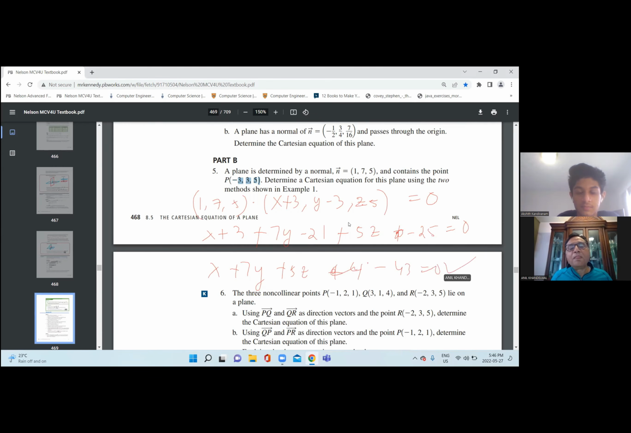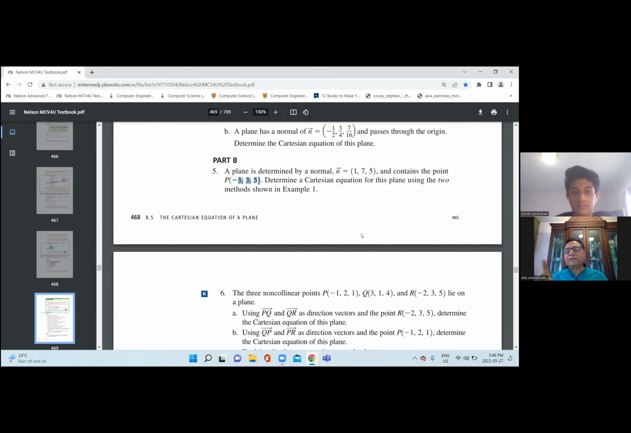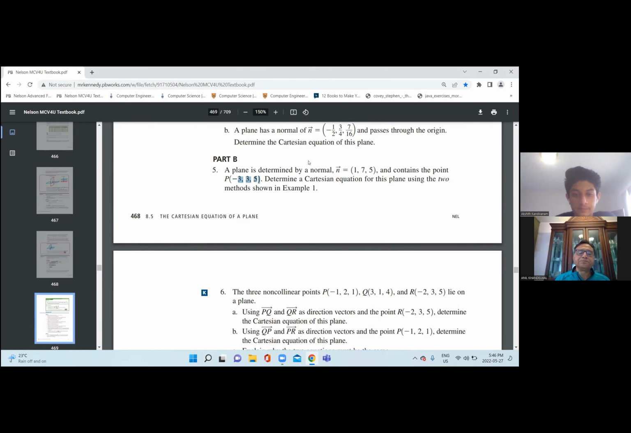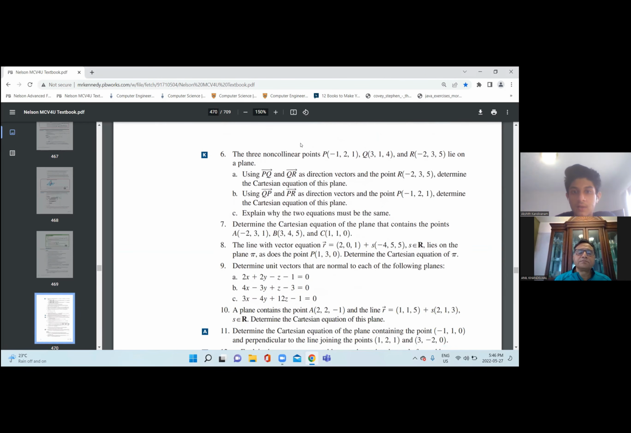Is that clear to you? So likewise, yes, sir. You can easily use both these methods and find the answer. Correct? Correct. Okay. Continue. The three non-collinear points P, Q, R lie on a plane. Using PQ and QR as direction vectors and a point, determine the Cartesian equation. Right. Okay, yeah. This is similar.